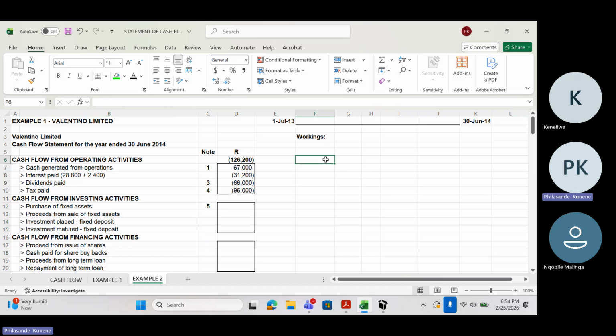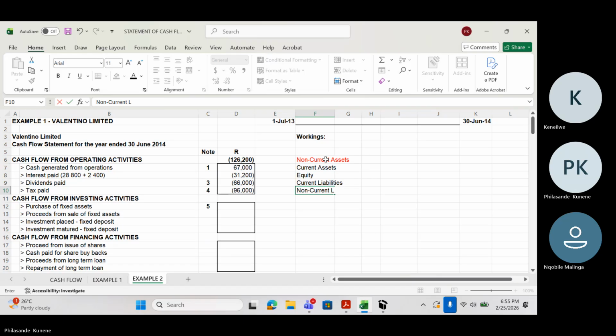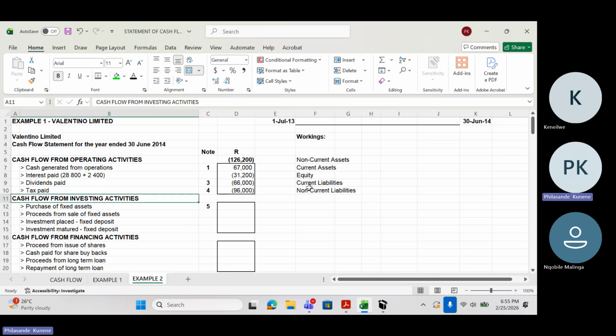Remember the sections of the balance sheet. We have non-current assets, we have current assets, we have equity, we have current liabilities, and we have non-current liabilities. Right? Which section here are we looking at for cash flow from investing activities? Where must I go here?